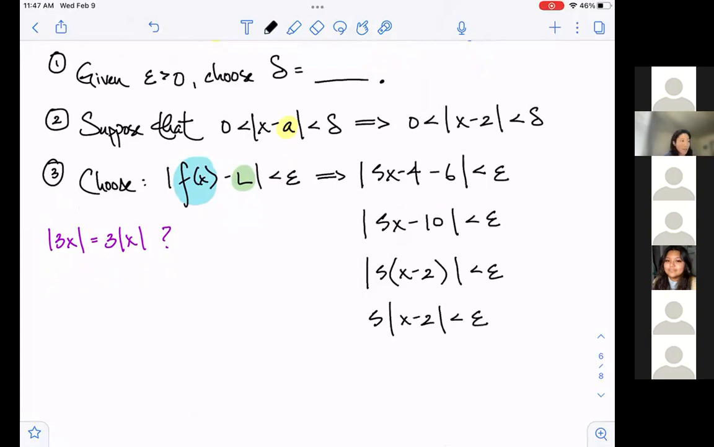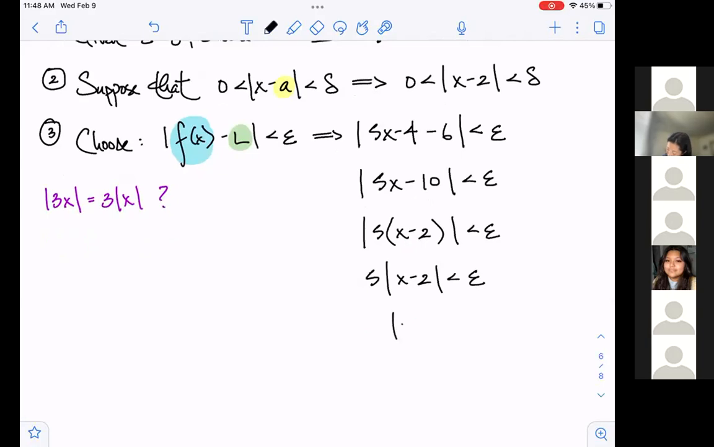Now I said earlier, it would be really nice if we could get something that looked like this. And moreover, can we get something like that all by itself on one side? The very fact that you factored out and got that x minus 2 is such a good sign. We were able to bring the 5 out to the front, but now how do we isolate this? Divide the equation by 5. Perfect. So the absolute value of x minus 2 is less than epsilon over 5.